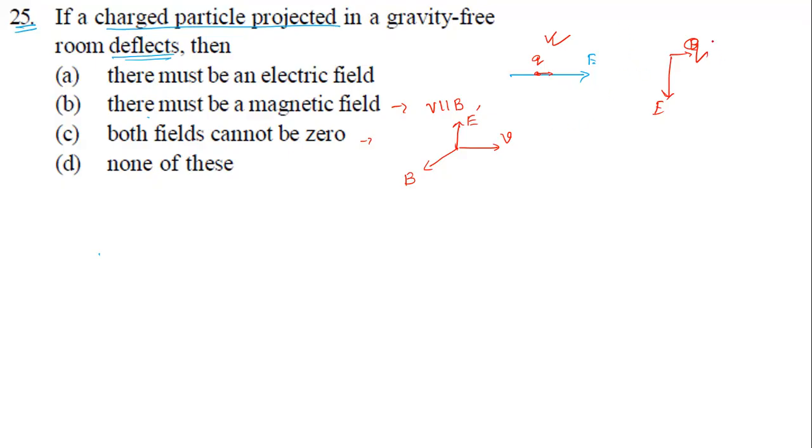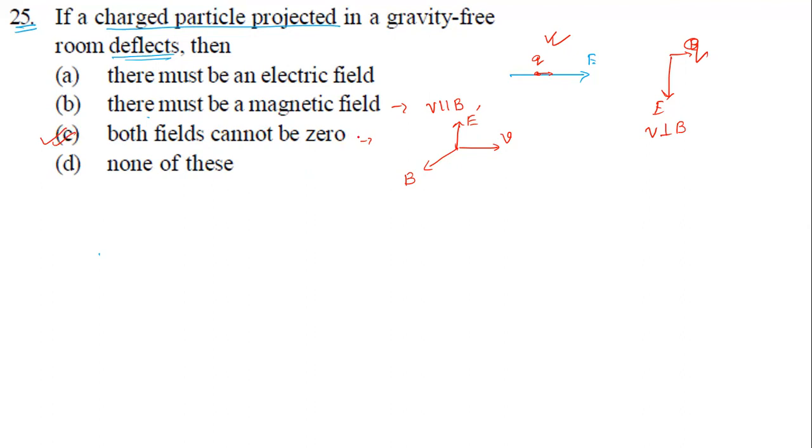For the deflected case, V is perpendicular to B, and the particle will get deflected. When any of these changes, at any other angle, again the particle deflects. So as per my knowledge, I'm going to think that no answer is correct. But as per the book, they have given the answer as C: both fields cannot be zero.